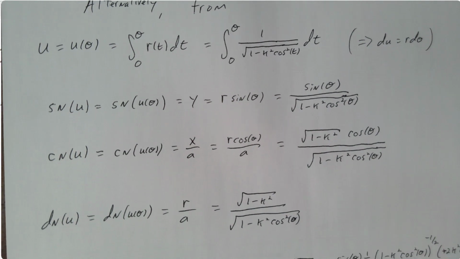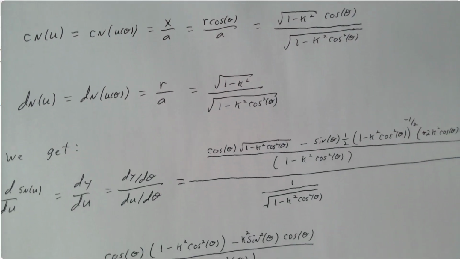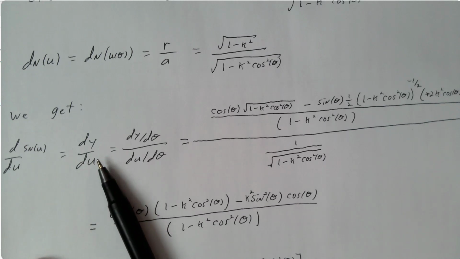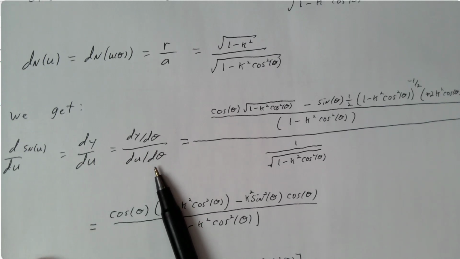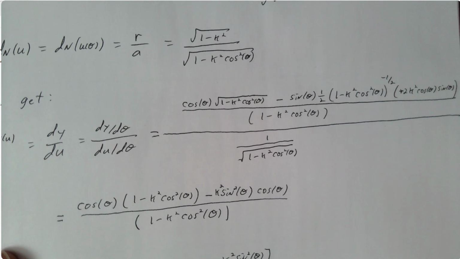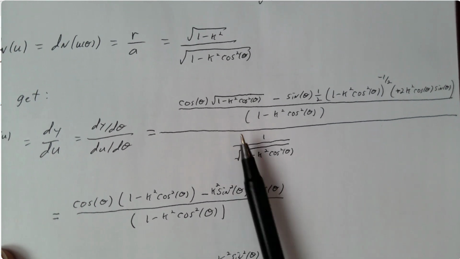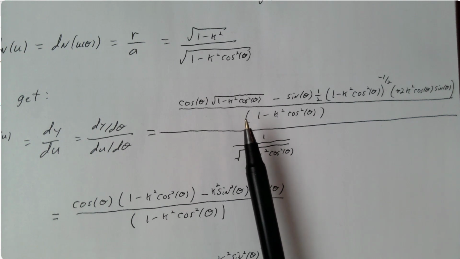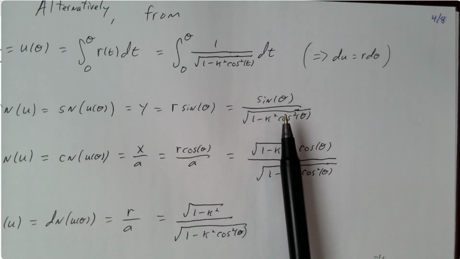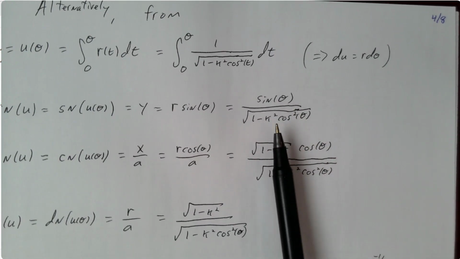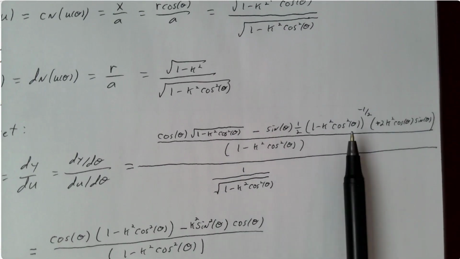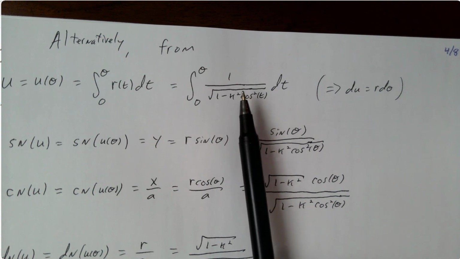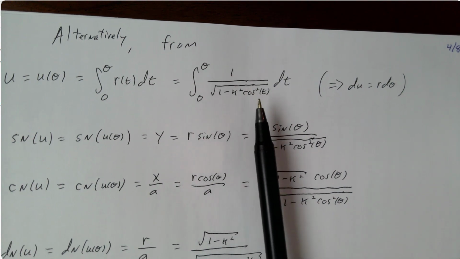So looking at the graphs, I can get dy du will be dy dθ over du dθ. And have it here. It's just simple quotient rule. Derivative of the top times the bottom minus top times derivative of the bottom, all over the bottom squared. Boom. And then du dθ is easy enough. Fundamental theorem of calculus, just plug theta into there.